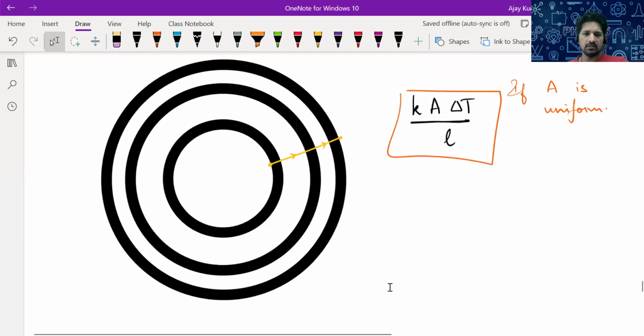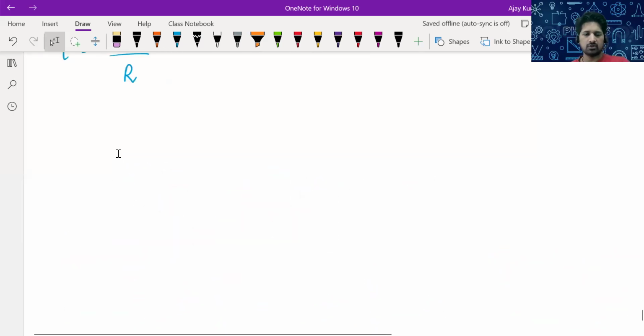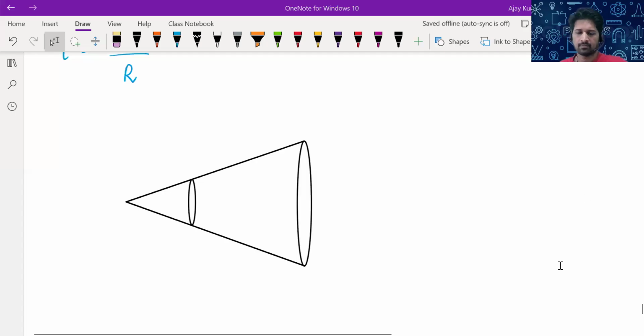Okay. Let's see if you can do that for this cone. I'll give you some ideas also on how to solve. Just a moment. Let me draw the diagram properly. Okay. This is to help you with the visualization.